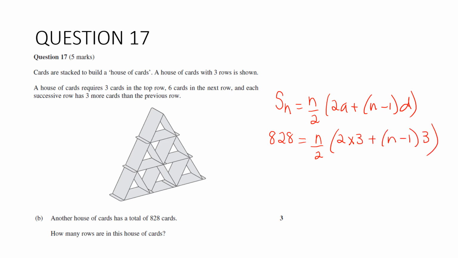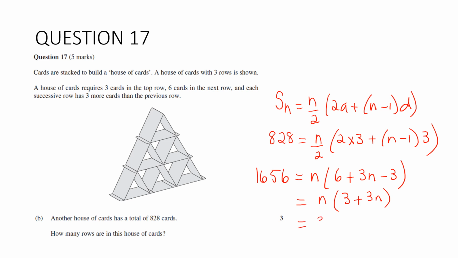So let's tidy this up a bit. I'm going to start by doing 828 times 2 on the calculator. What is that? 1656. 1656 is equal to n, brackets, 6 plus 3n minus 3, which is equal to n multiplied by 3 plus 3n. And I'm going to tidy this up into a quadratic. So we've got 3n plus 3n squared. I'll subtract the 1656, put it all equal to 0.